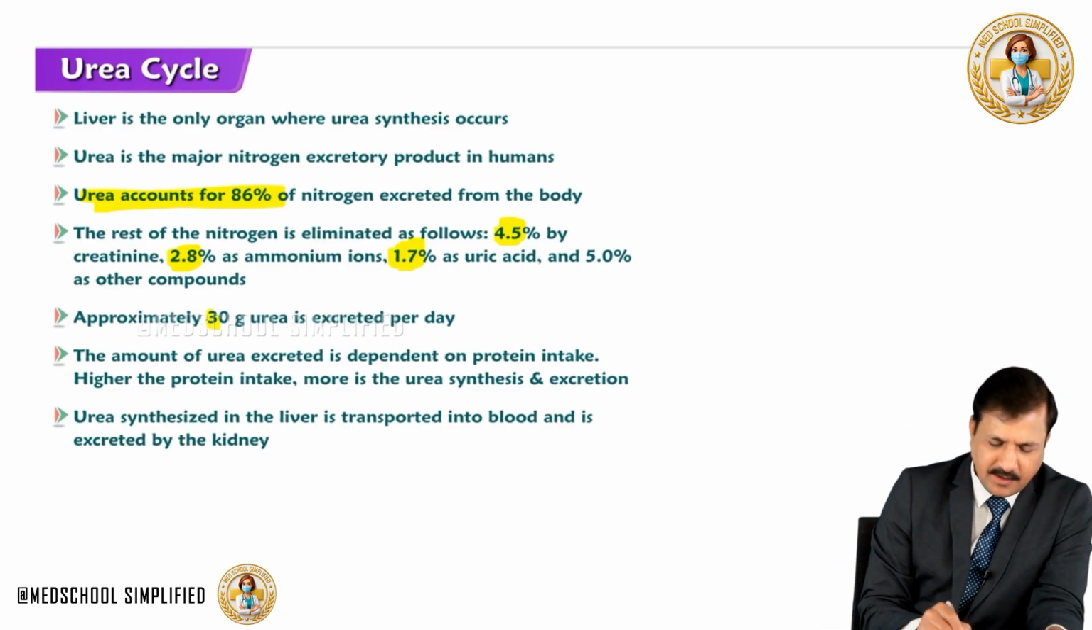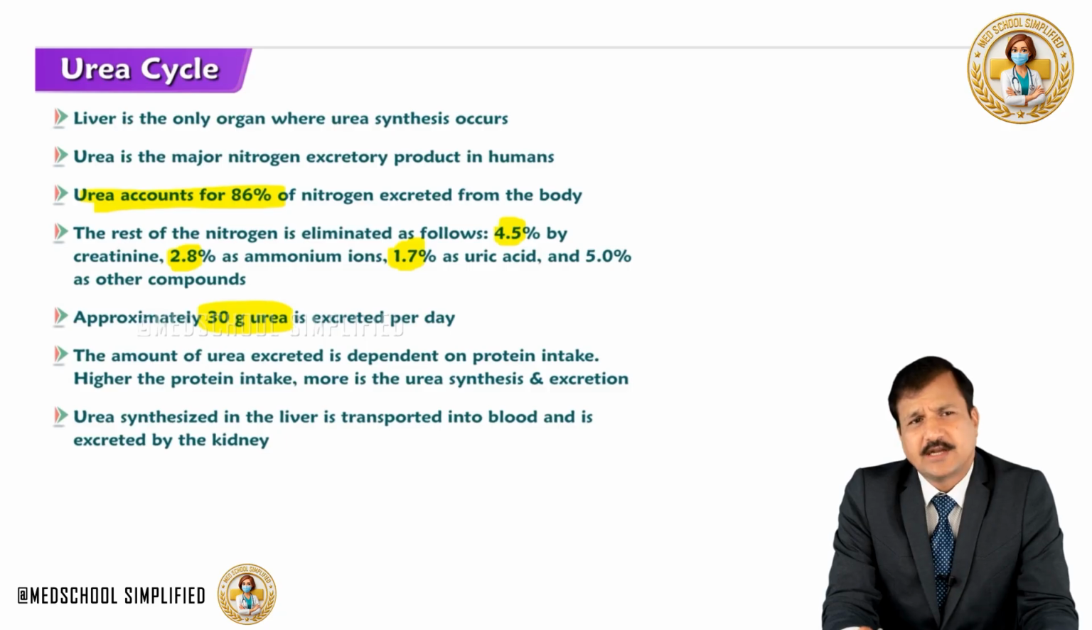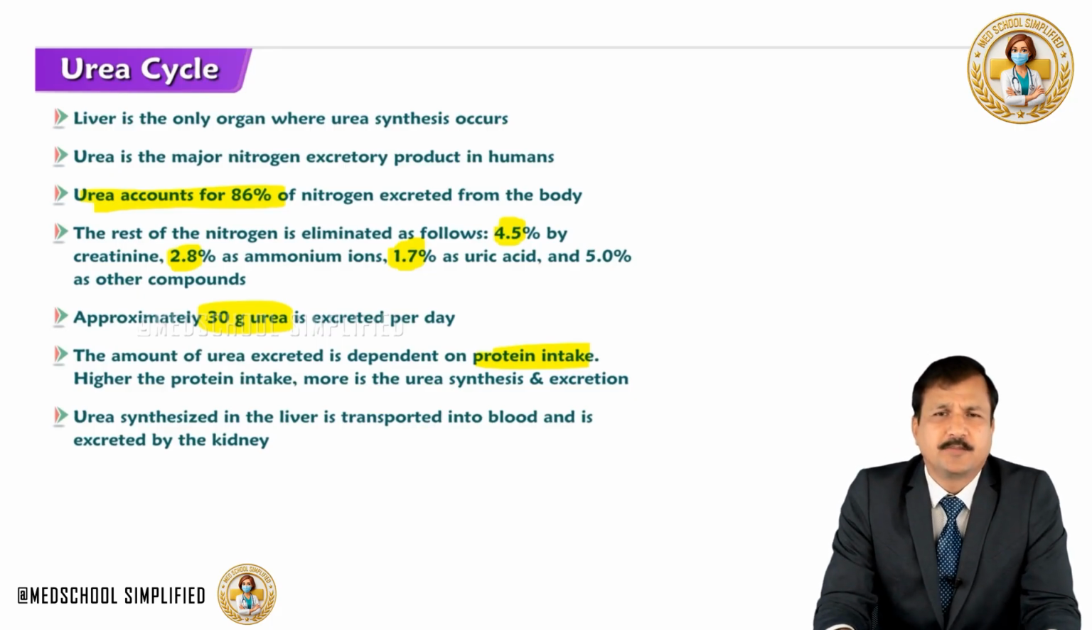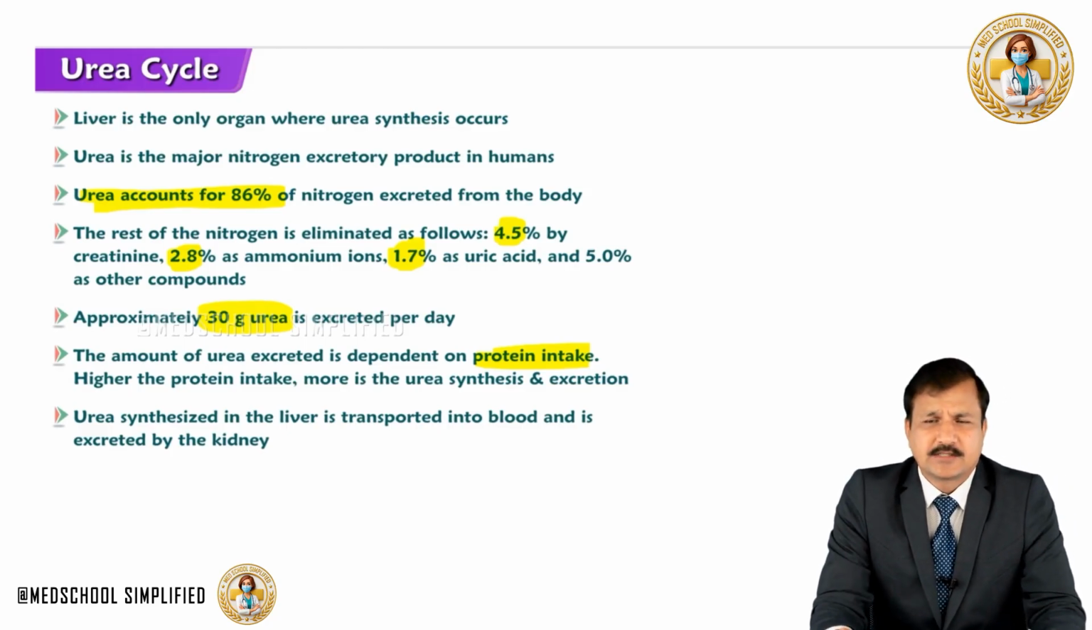Approximately 30 grams of urea is excreted per day, and the amount excreted depends on the protein intake. The higher the protein intake, the more the urea synthesis and excretion. The reason is that whenever more protein is consumed beyond the needs of our body, amino acids undergo degradation, where the carbon skeleton goes into the gluconeogenesis process, making intermediates of glycolysis or the TCA cycle, which can be used for energy purposes or go into fatty acid synthesis and can also form glucose.